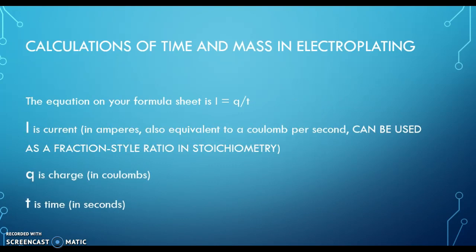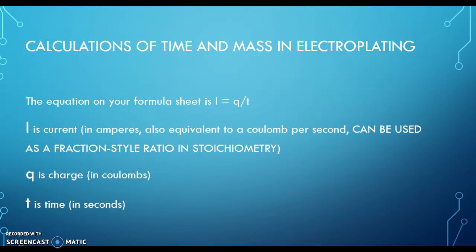So finally, we have calculations of time and mass in electroplating. And so there's an equation on your formula sheet that is I, capital I, is equal to Q over T, where I stands for the current. So this is in amperes, but an ampere is also equivalent to a coulomb per second. And because it's equivalent to a coulomb per second, a fractional unit, we can use it like we do density or molarity or many other things as a fraction-style ratio in stoichiometry.